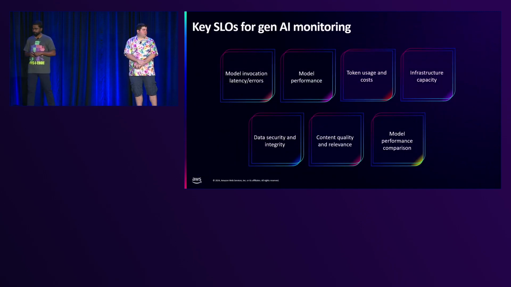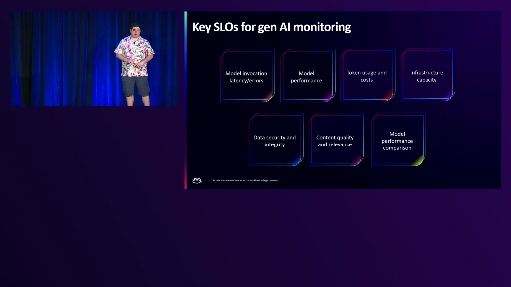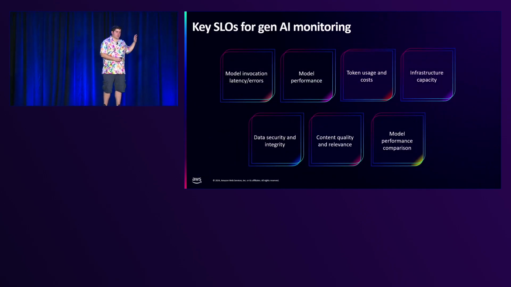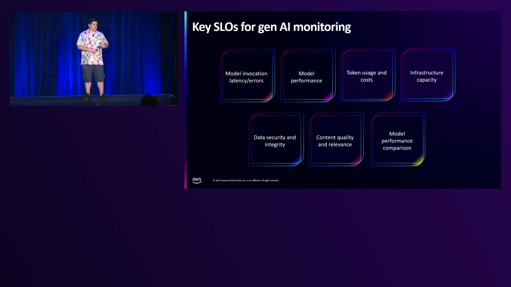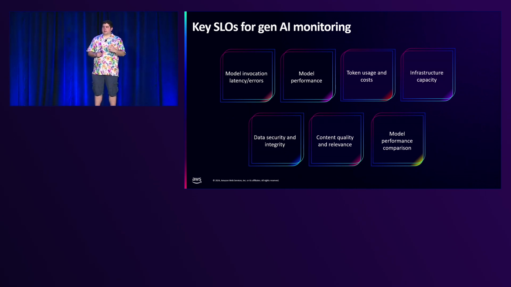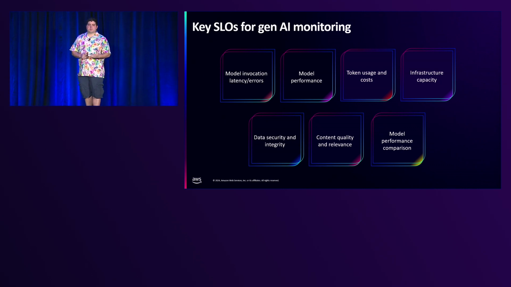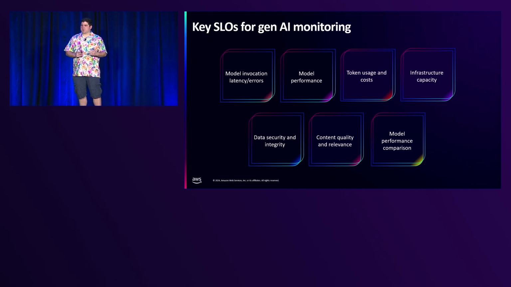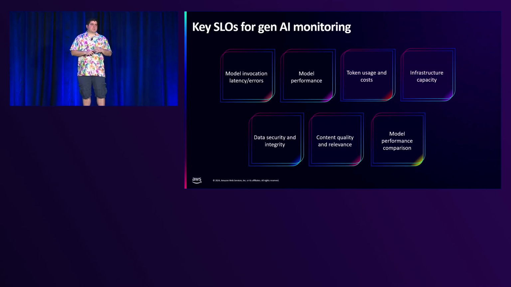Nice. So a couple of key SLOs for Gen AI monitoring. I'm going to cover these a little bit quicker, but we're looking at model invocation latency, how quickly it takes to run, and model performance, how well it is performing, specifically when we look at token usage and cost. A lot of different Gen AI tools normally bill on token usage, so that's something that's important to track. Infrastructure capacity, obviously that one's a no-brainer.